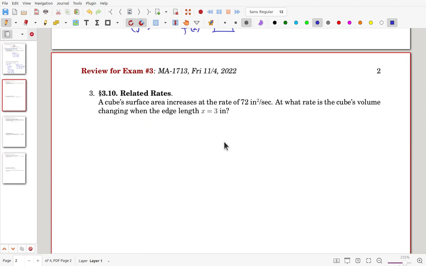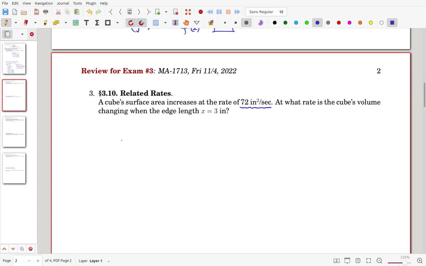Okay, and number 3, related rates. A cube's surface area increases at the rate of 72 inches squared per second. So surface area is increasing at a constant rate of 72, and the unknown we have to figure out is the rate of change in volume, particularly when the edge length is 3.